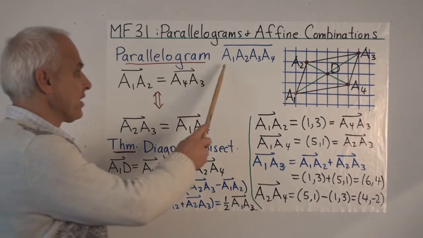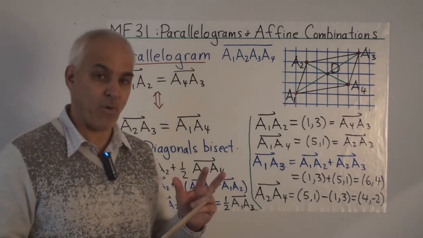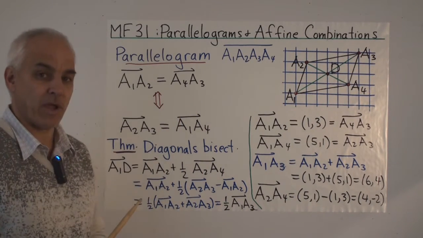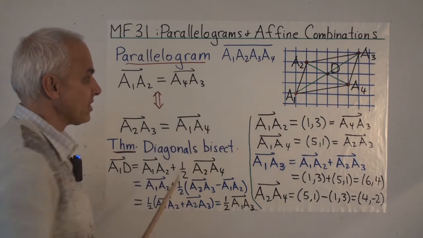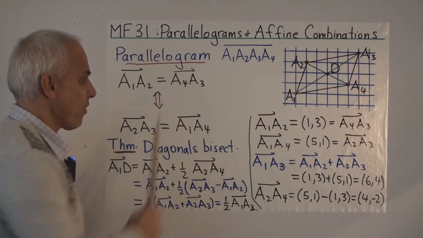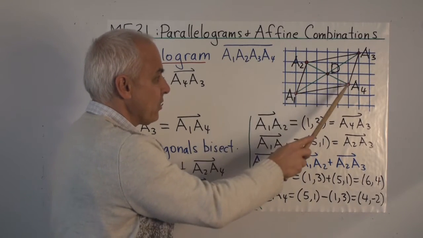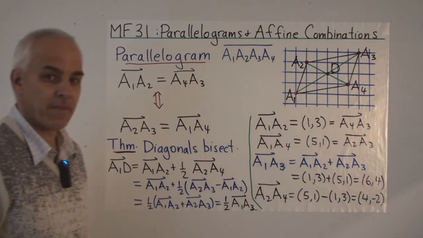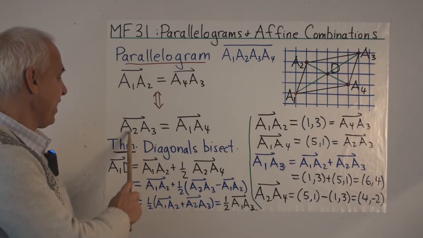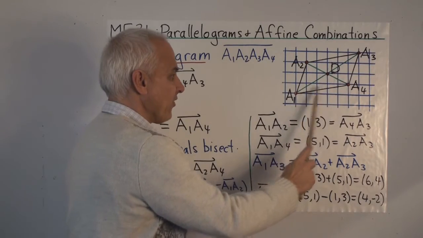A parallelogram is a particular type of quadrilateral, meaning that there are 4 points in the plane, and no 3 of these points should be on a line. Our official definition could be expressed this way: A1, A2, A3, A4 is a parallelogram means that the vector A1A2 is equal to the vector A4A3. So we require that this vector from here to here is equal to this vector from here to here. And that turns out to be equivalent to the other opposite vectors being equal: A2A3 equals A1A4. In other words, this vector here equals this vector here.